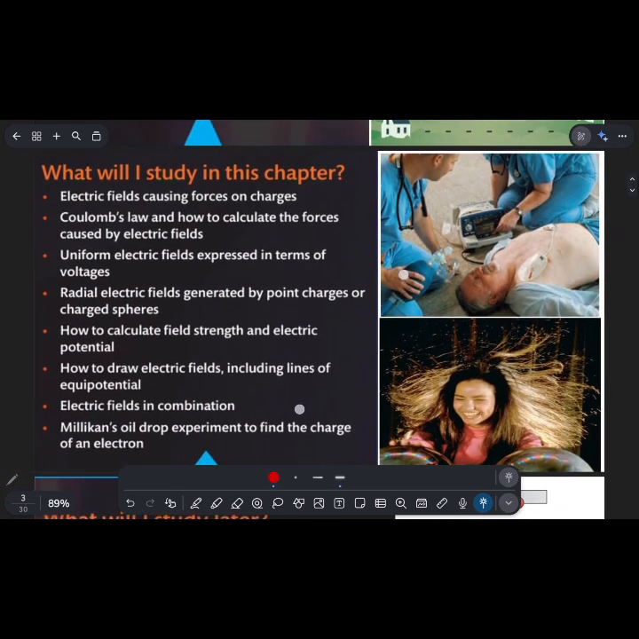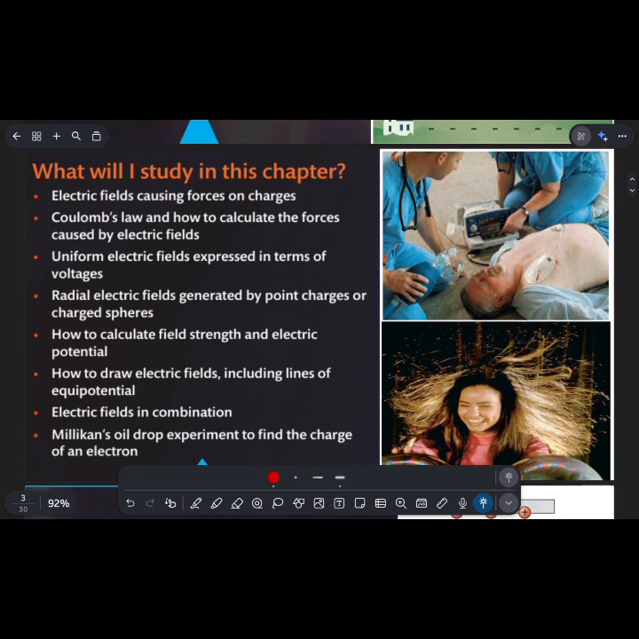And here are some important things we are going to know about this chapter. The electric field causes a force on the charge. Then we will be discussing Coulomb forces and their effects. Then uniform electric field expressed in terms of voltages. Then the electric field of spherical charges, that is, radial electric field. And then how to calculate the field strength and potential, and draw the electric field lines and equipotential surfaces as well. Then electric field in different combinations, and then Millikan's apparatus, which is actually an application area.